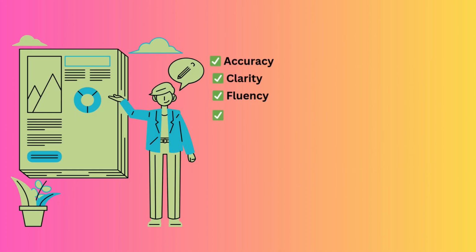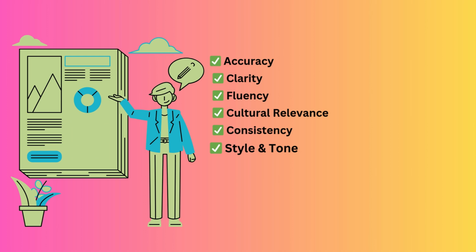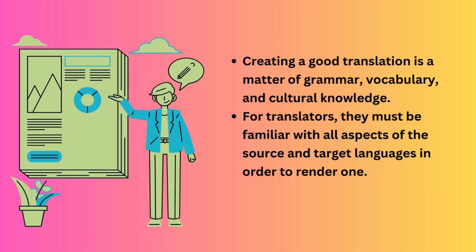So there you have it, the 6 core properties of a good translation: accuracy, clarity, fluency, cultural relevance, consistency, style and tone. These aren't just rules, they're what make your translations trustworthy, professional, and impactful.